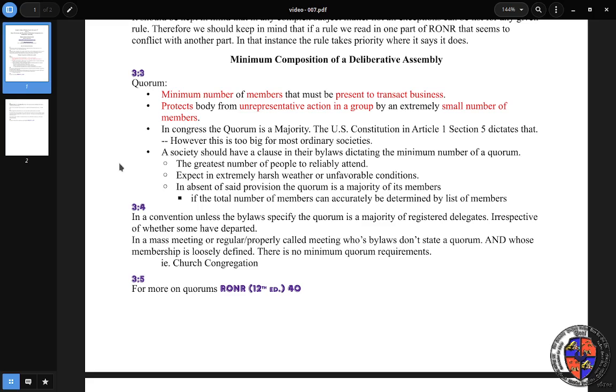Now, in a convention, unless the bylaws specify, the quorum is a majority of registered delegates, irrespective of whether some have departed. Meaning if we have 100 registered delegates, your quorum's 51. 20 of them might depart throughout the convention. However, your quorum is still 51 delegates. In a mass meeting, or a regular or properly called meeting whose bylaws don't state a quorum, and whose membership is loosely defined, so we don't know how many members there are in the society, there is no minimum quorum requirement, because we just don't know the numbers.